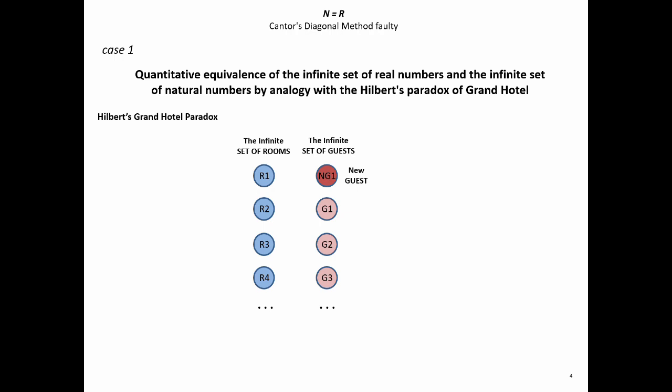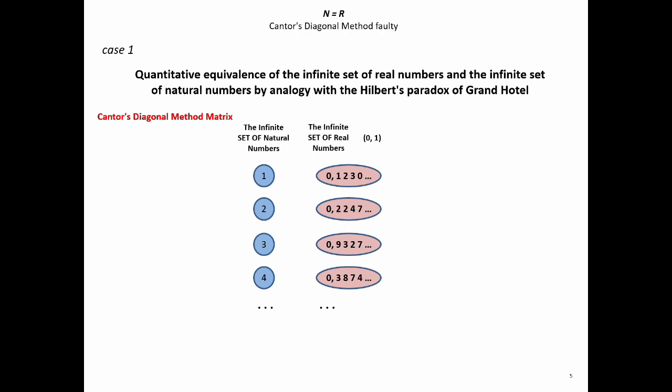These two sets always represent the same quantity. They are quantitatively equal at the end of all operations, never mind how many such operations will be done. Precisely the same scenario takes place if we replace the infinite set of rooms with the infinite set of natural numbers and the infinite set of guests with the infinite set of real numbers.